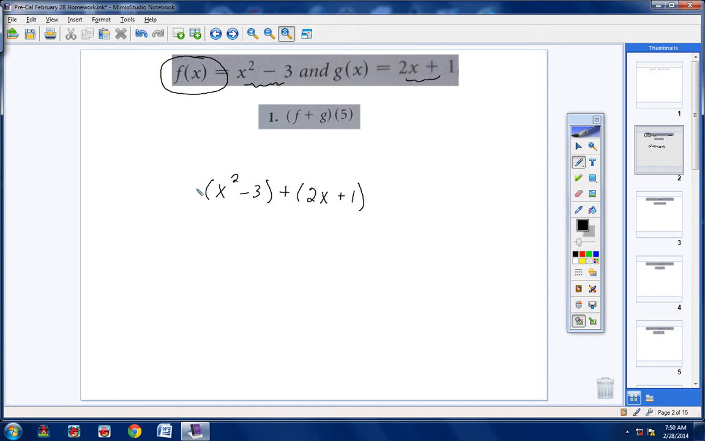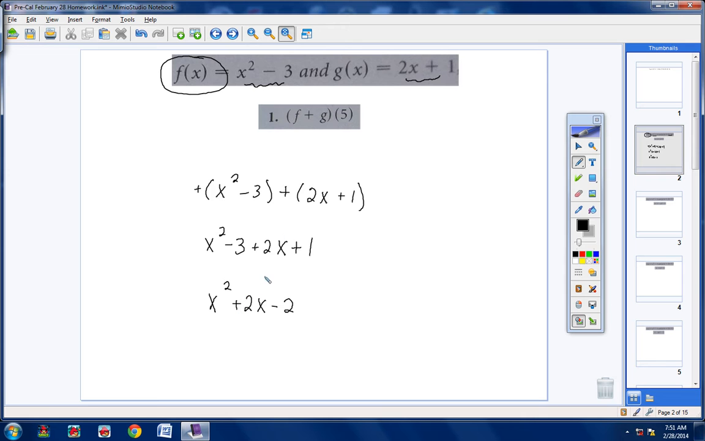There's a positive sign here, so we do not change any of the signs inside the parentheses. And then we combine like terms. So x squared plus 2x. And then you have a negative 3 and a positive 1. That would be a negative 2. So there, we have successfully found f plus g of x.